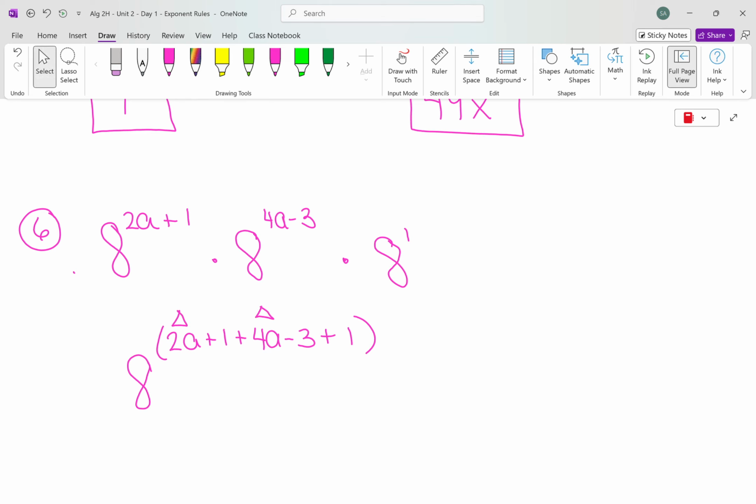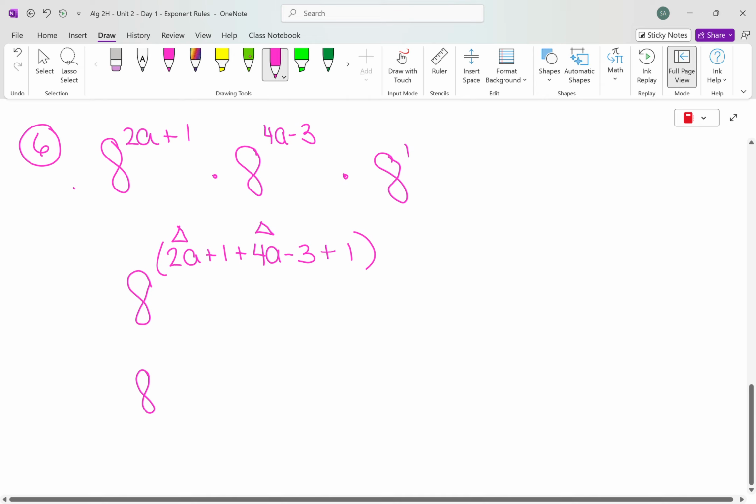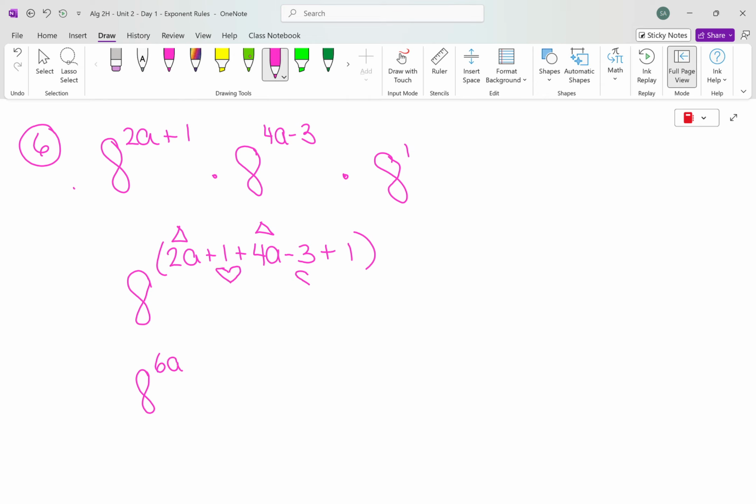And now we combine our like terms. So 2a plus 4a is 6a. And then we have a positive 1 and a negative 3 and a positive 1. So 1 plus 1 is 2 minus 3 is a negative 1. So we have 8 raised to the 6a minus 1 power. Okay, so that's multiplication. Let's go on to dividing. I'll let you finish copying this.